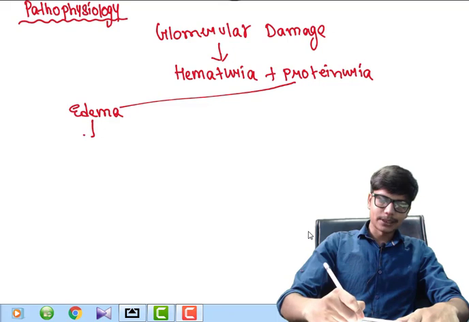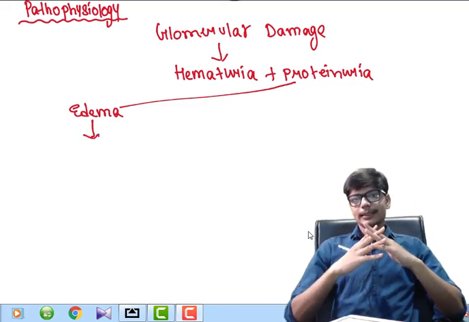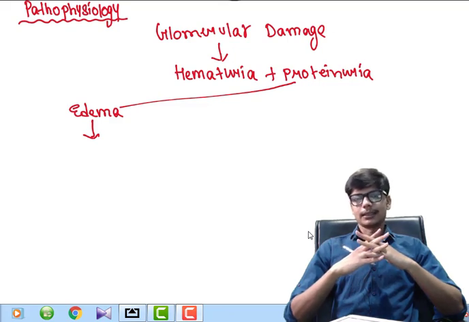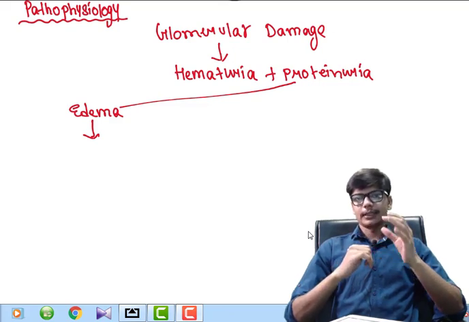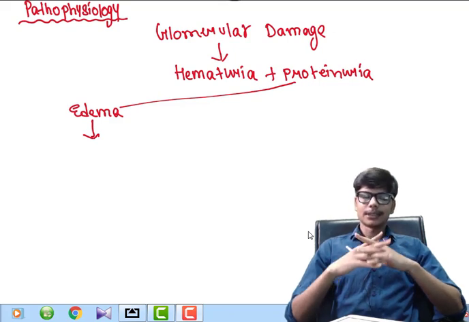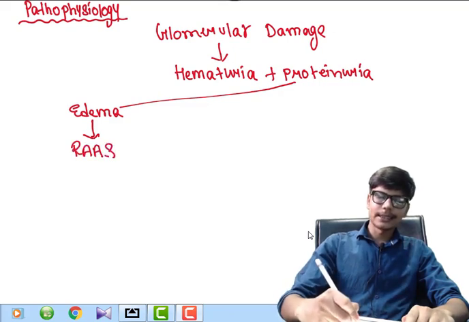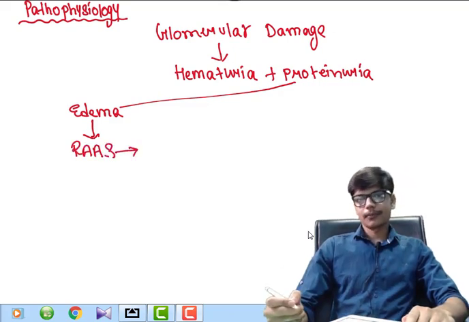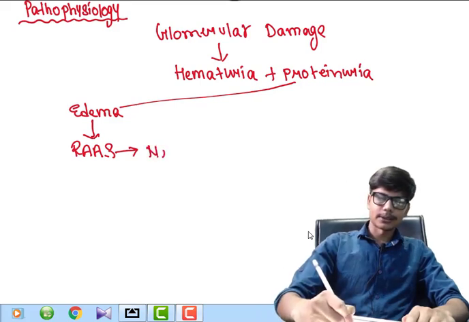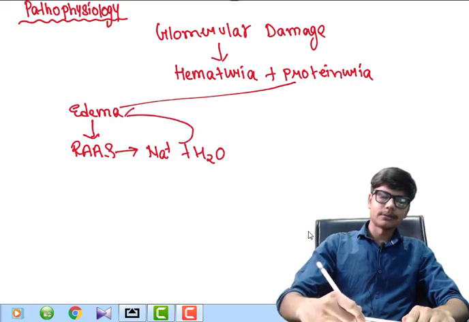As there is edema and shifting of fluid from one compartment to another compartment, this results in reduced blood flow. As fluid is shifted from one compartment to another, the circulating compartment volume is reduced as a whole, and this results in reduced blood flow to the kidney, which results in activation of the renin-angiotensin-aldosterone system. This system causes sodium and water reabsorption. Sodium and water reabsorption further contribute to edema.